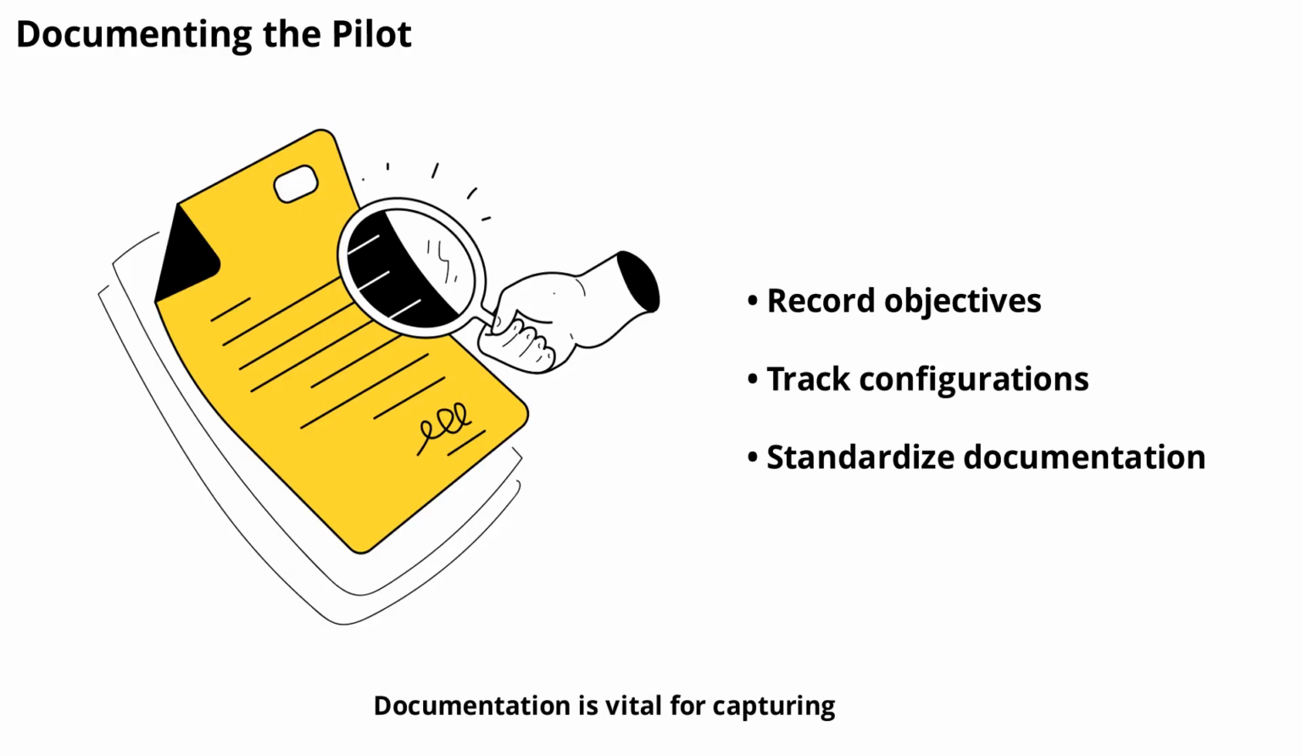Documentation is vital for capturing lessons learned and supporting future rollouts. Keep detailed records of objectives, configurations, issues, and feedback. Use templates or checklists to standardize documentation. Well-organized records make it easier to replicate success and avoid repeating mistakes in future projects.